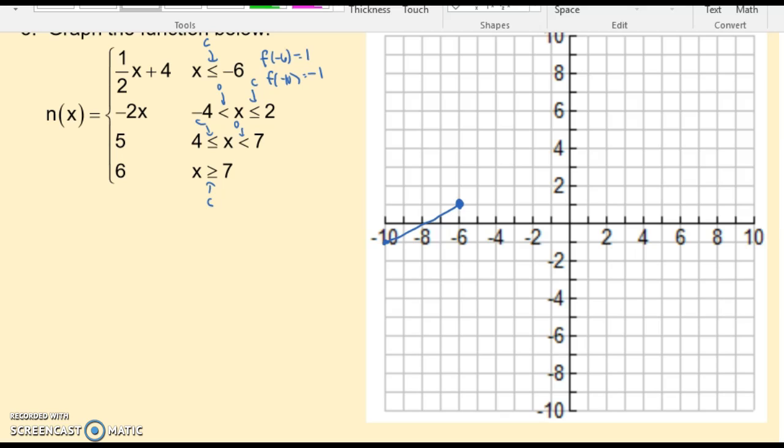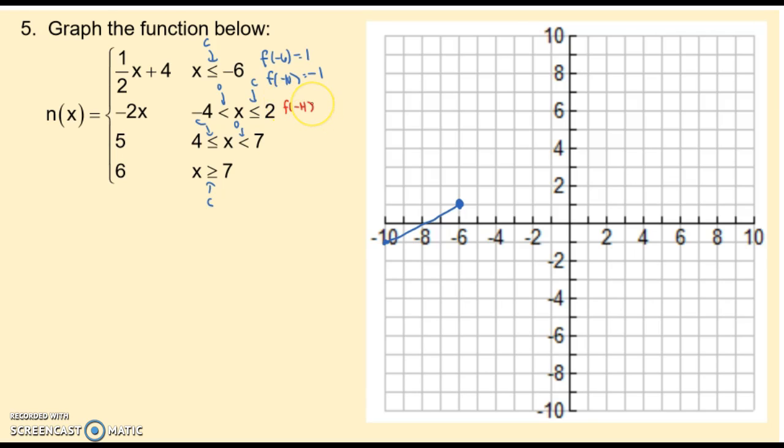Second piece is n of x equals negative 2x. So I'm going to plug in negative 4. My leftmost point, I'm going to do a better job of writing a 4. I'm sorry about that. I think I was writing a 1 or something. Negative 4 times negative 2 gives me 8. And it's an open circle, no equal sign. So open at that value. And then n of 2, take negative 2 times 2, that's negative 4. So at 2, we have a point at negative 4, and I'm going to fill that one in because of the equal sign. So there's that second piece.